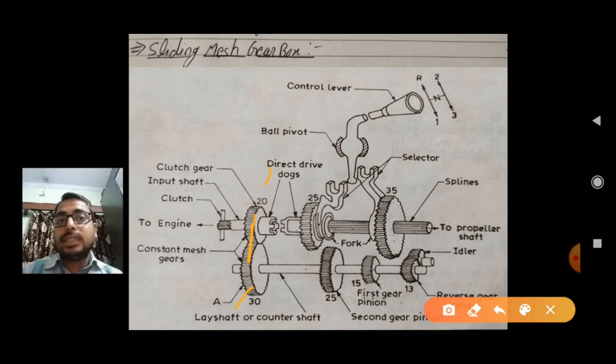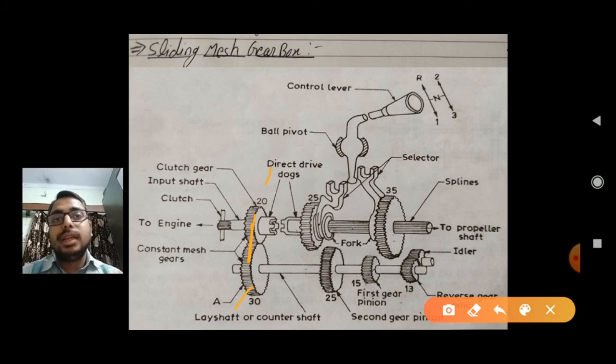In the just opposite case, when the teeth on the driver gear are higher than the driven gear, then the output torque is less and the output speed is high. So in this case, the driver gear, or you can say clutch gear, has 20 teeth, and the driven gear, you can say gear A, has 30 teeth.